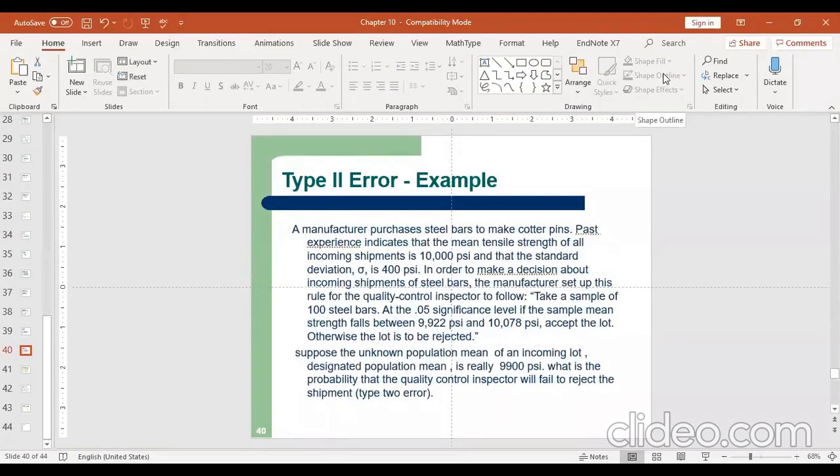Type 2 error example. A manufacturer purchases steel bars to make a quarter pins. Past experience indicates that the mean tensile strength of all incoming shipments is 10,000 psi, and the standard deviation is 400. In order to make a decision about an incoming shipment of steel bars, the manufacturer set up this rule for the quality control inspector to follow. Take a sample of 100 bars from the population at the 5% significance level. So this is the alpha, or you can say the type 1 error.